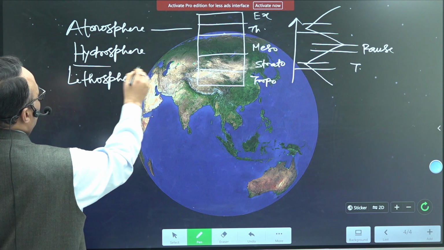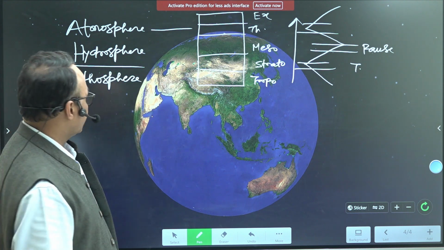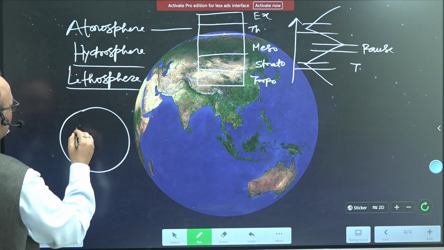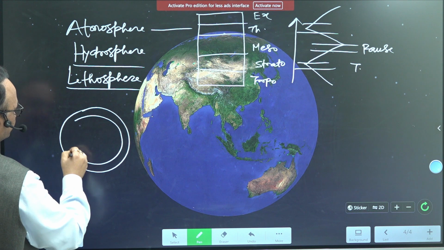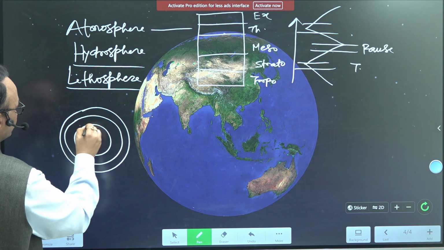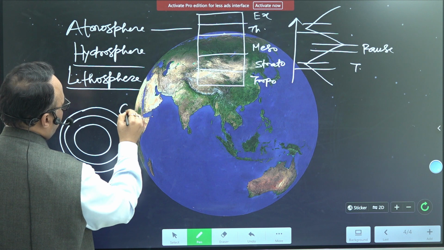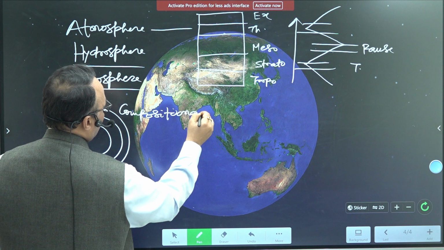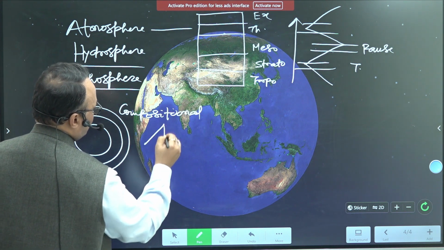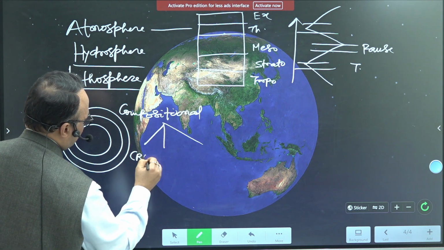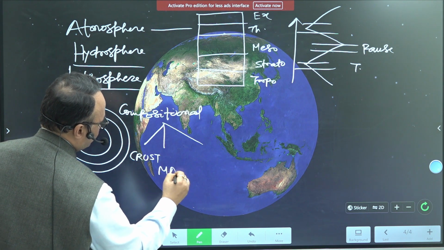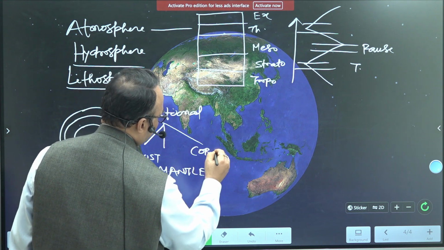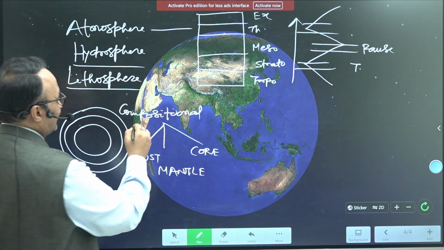In the hydrosphere, I told you there are the continental shelf, slope, rise and abyssal plain. Now we are coming to the lithosphere. This earth has compositional layering; compositionally it is divided into three layers, that is crust, mantle and core. So these are the compositional layers.